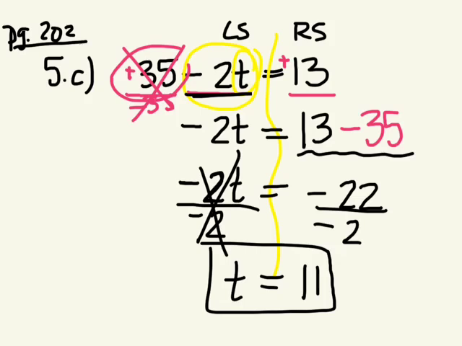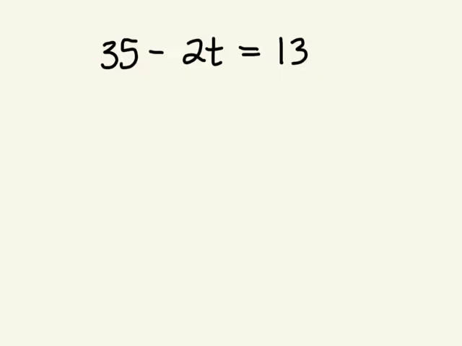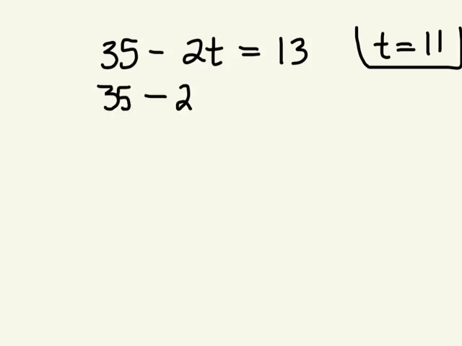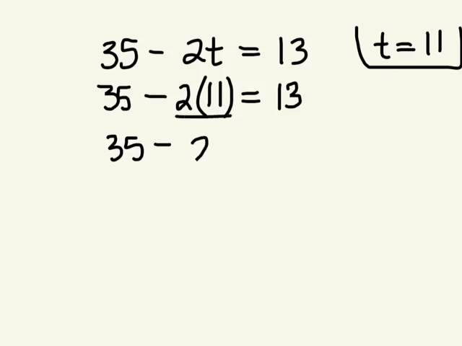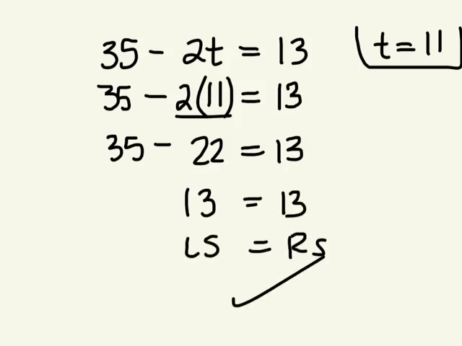And we did this yesterday. How would we check to make sure that this is the correct answer? Yep. So we said that t is equal to 11. We have to make sure that that's true. So 35 minus 2 times 11. We're saying that t is 11 equals 13. What's 35 minus, what's 2 times 11? 22. What's 35 minus 22? 13. Is the left side equal to the right side? So it balances. This answer was correct.